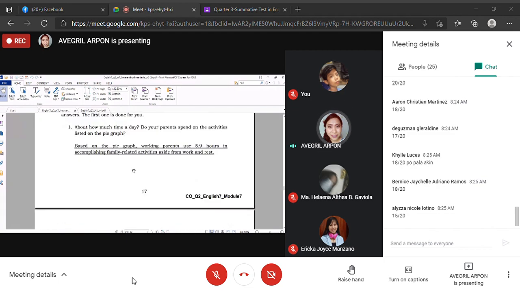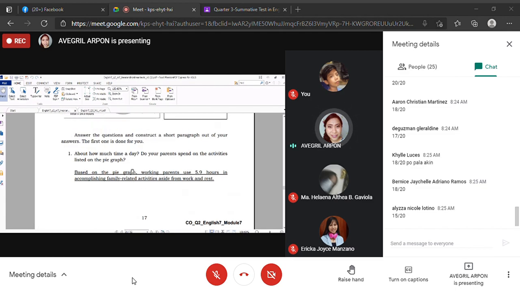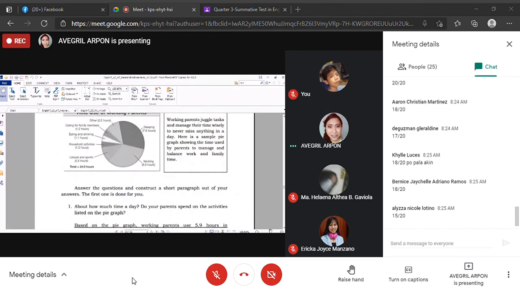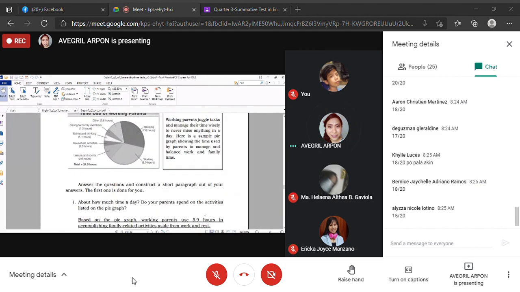About how much time a day do your parents spend on the activities listed on the pie chart? So again, based on the pie chart, working parents use how many hours? So look at the pie chart again. Again, about how much time a day do your parents spend on the activities listed on the pie chart? So again, based on the pie graph, working parents use... Manzano? 1.0 hours po. Okay, so 5.9 hours in accomplishing family-related activities aside from work and rest.